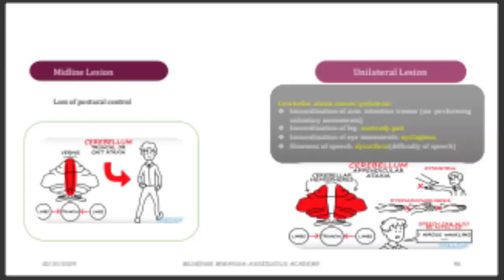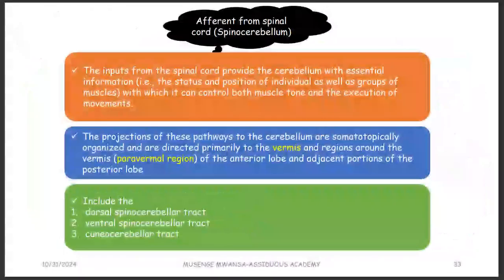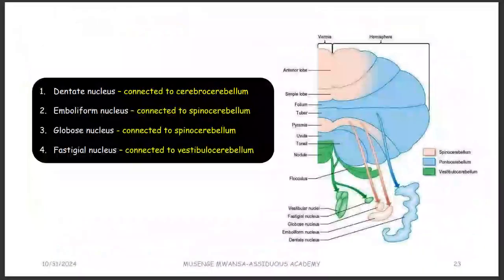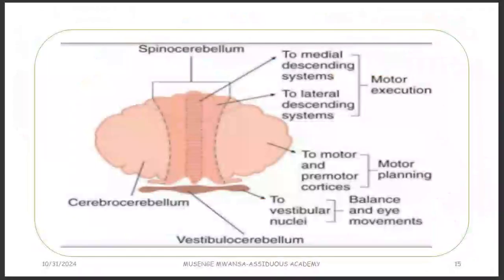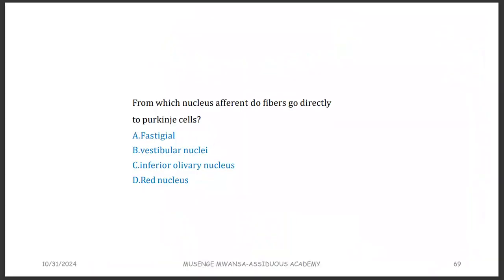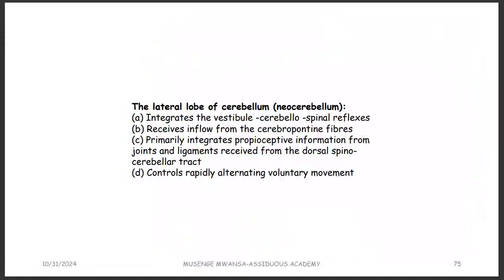Okay, this comes from here. You can see what's happening: the vermis and the paravermis are for motor, and then the lateral is for motor planning. So doc, you picked which one? D.